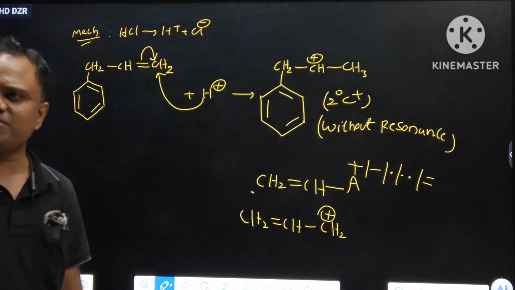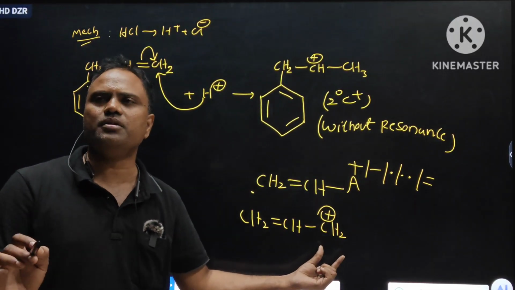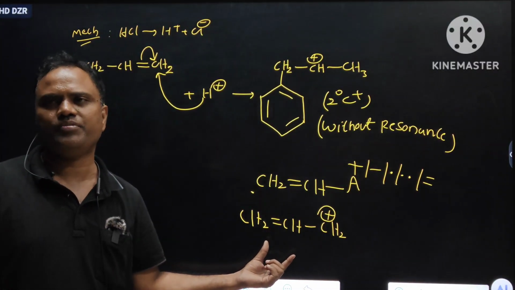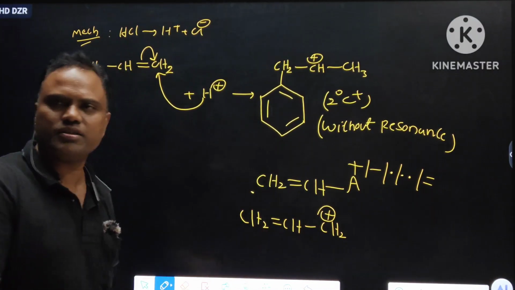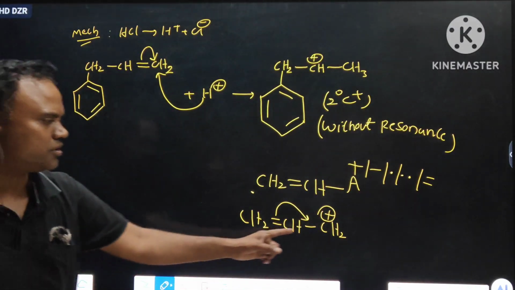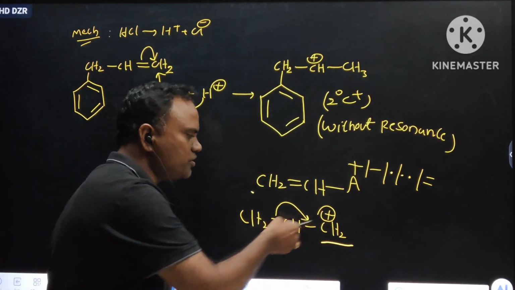In this case, resonance is present. It is very easy to identify the resonance. If a positively charged carbon is connected directly to an unsaturated center, and resonance is present, then you can shift the electrons like this. This carbocation is stabilized by resonance because pi electrons are going towards this carbocation.